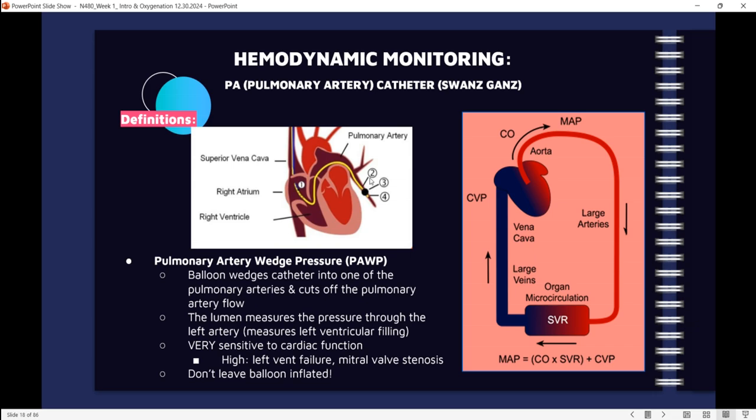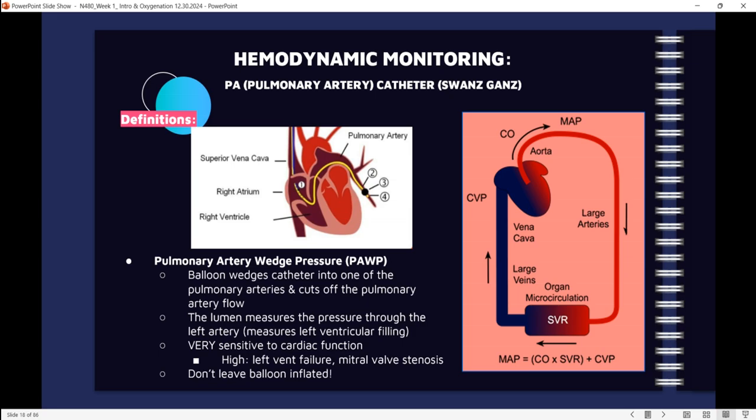So if we want to get our PAWP measurement, what we have to do is inflate our red balloon. We inflate our red balloon. The catheter is hooked up to a transducer that is going to be used to measure our pressure. And then once we get our pressure measurement, we need to deflate that balloon.